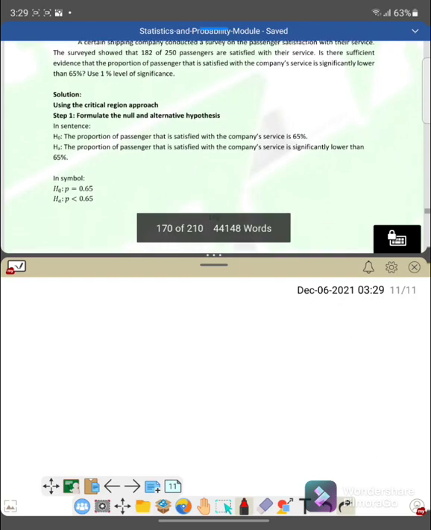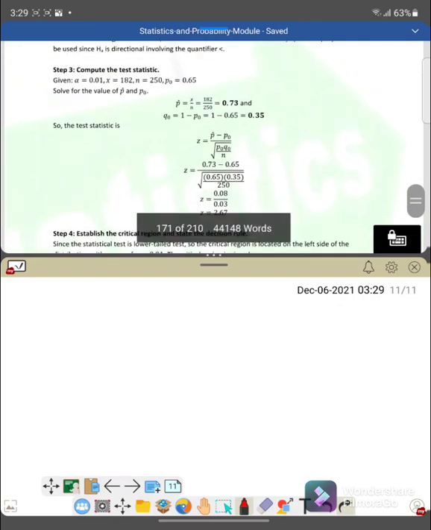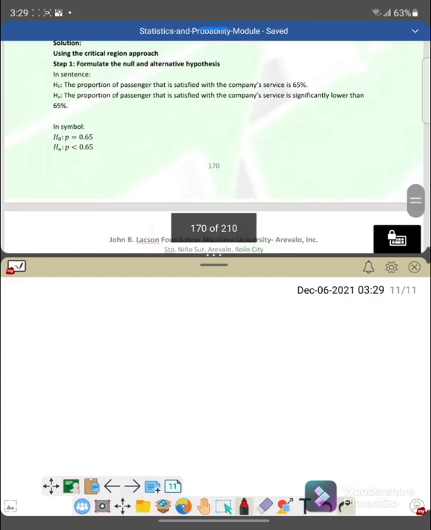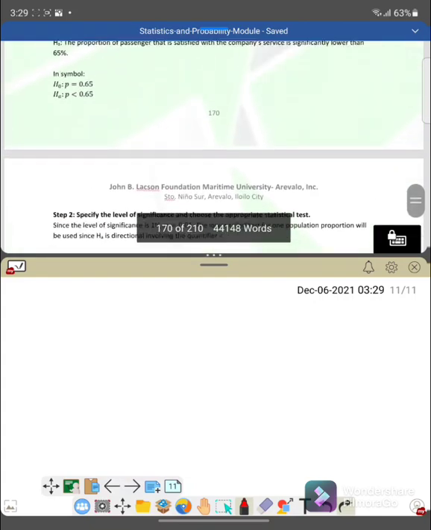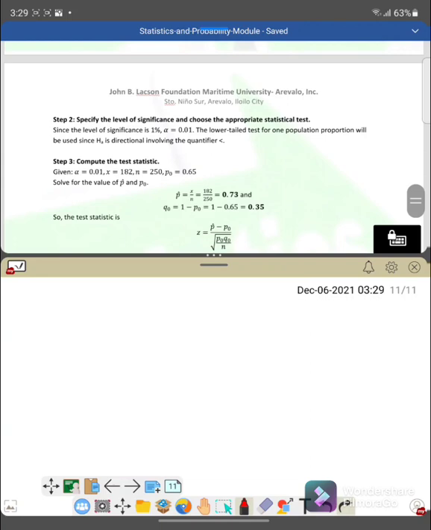Okay, so we have now the steps. Of course, we will still follow the steps. So we are done with step 1. Step 2, specify the level of significance, which is 0.01. Take note that we are using a lower tail test or left tail test. That only means that your level of significance will not be divided by 2. So we are using the directional test, which is your left tail test or lower tail test.